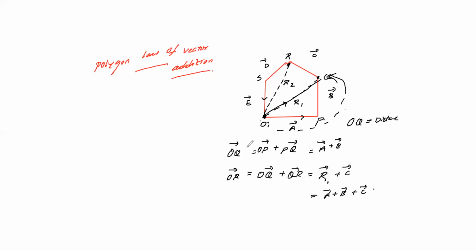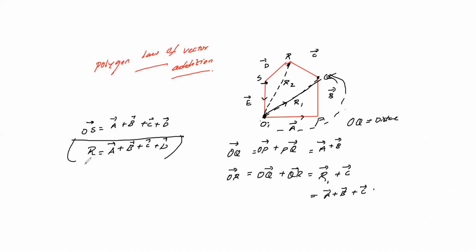Now same thing, from O to S. O to S vector, one complete cycle we have to take. We can take it as A vector plus B vector plus C vector as well as D vector. So O to S, we can say the resultant. I'll take the resultant as R. R is equal to A vector plus B vector plus C vector plus D vector. So this is your polygon law of vector addition.